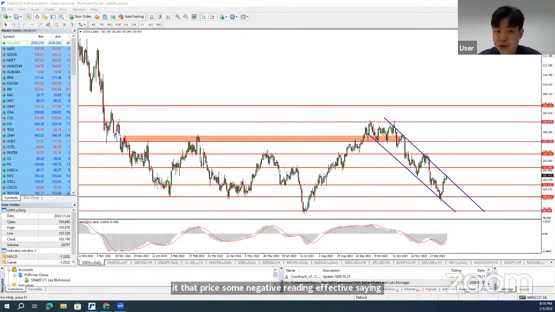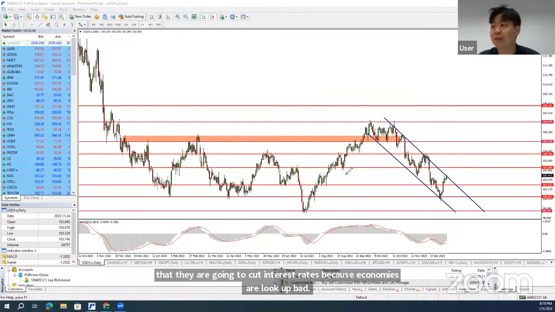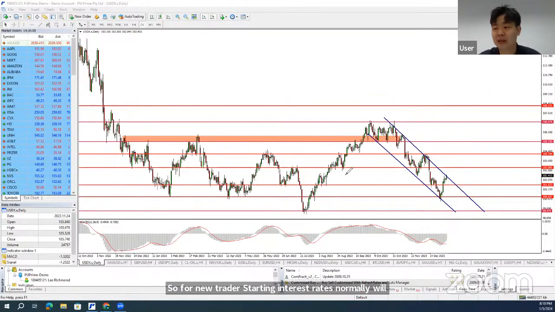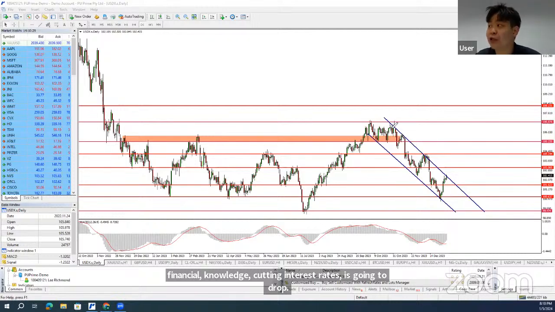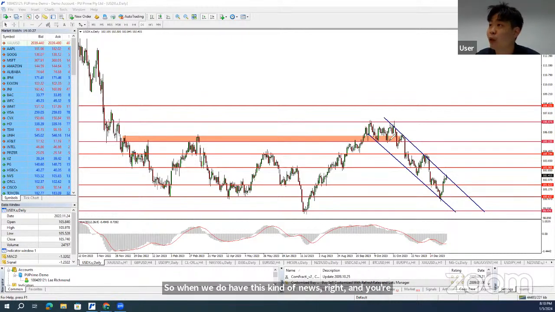So for new traders, cutting interest rates normally will reduce the appeal of the currency. Put in simple terms, when you notice the central bank decides to cut the interest rates, their currency will normally drop. This is according to economists and some financial knowledge: cutting interest rates, the currency is going to drop. So when we have this kind of news recently about the Fed cutting interest rates, this is the main reason why the dollar dropped.